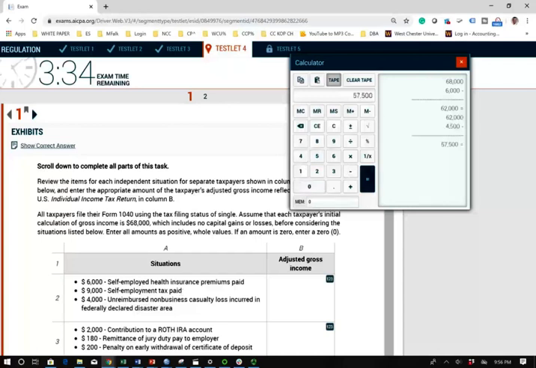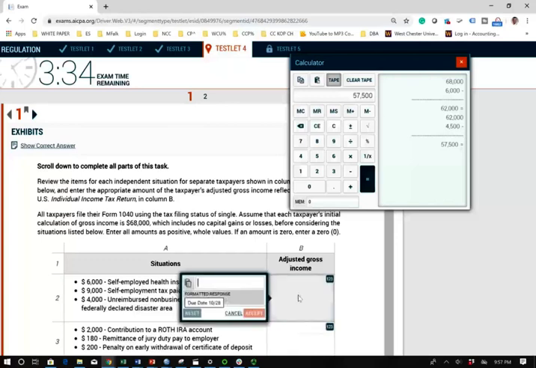Now, the last thing we have is $4,000 of unreimbursed non-business personal casualty loss incurred in a federally declared disaster area. Is this deductible for AGI? No, it's not. So remember, unreimbursed non-business casualty loss incurred in a federally declared disaster area is deductible from AGI, not for AGI. Therefore, we cannot deduct it here, because we're being asked to compute AGI.